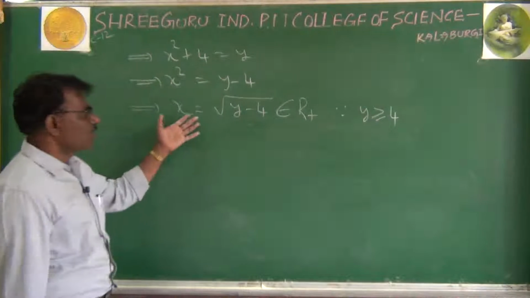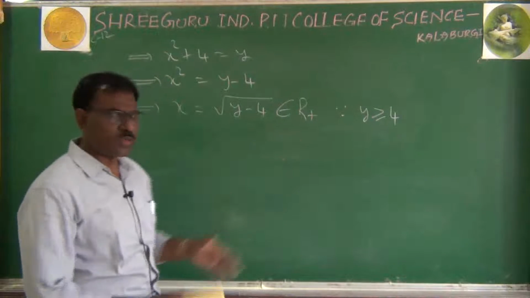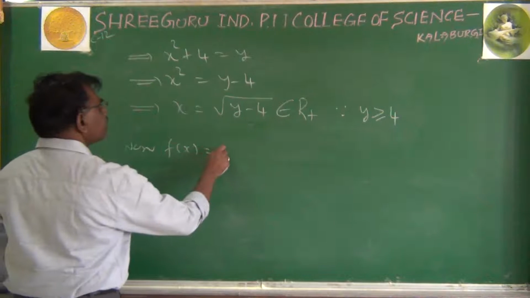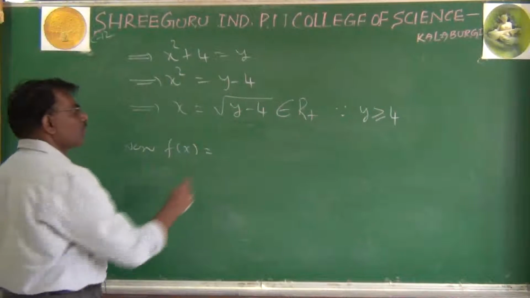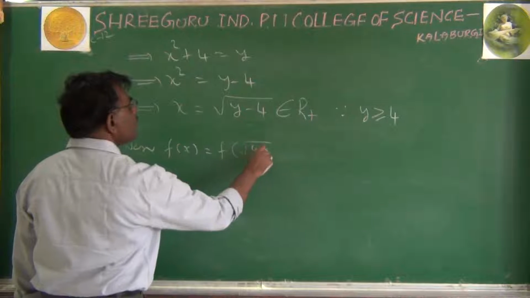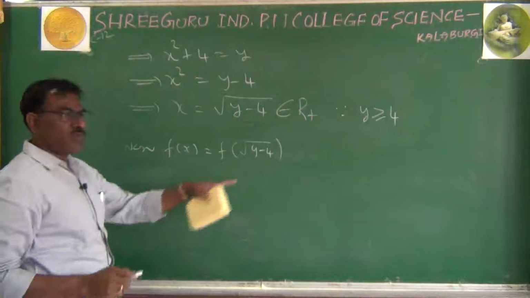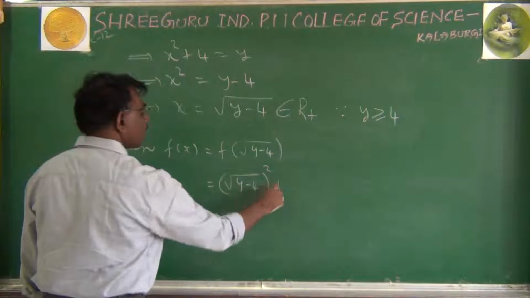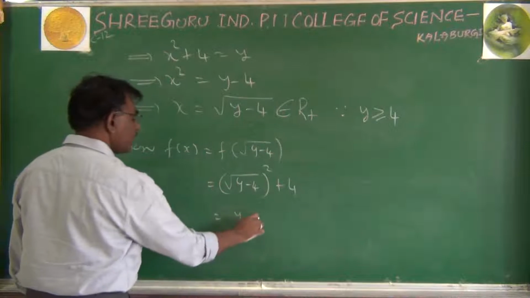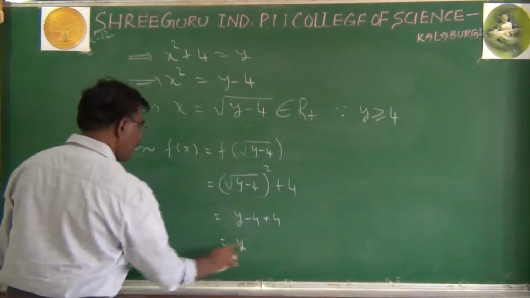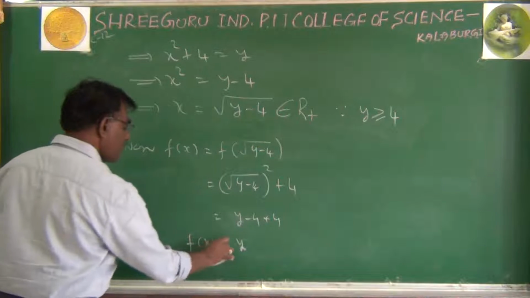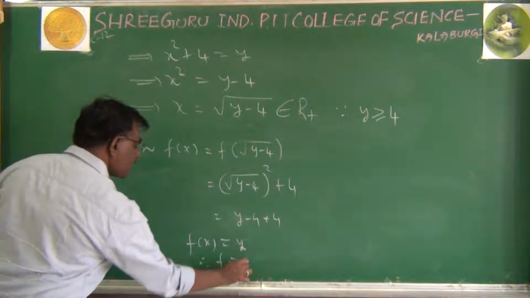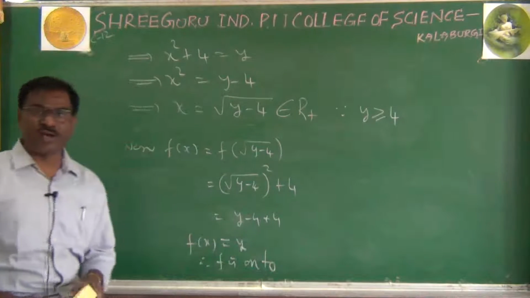Now I am taking x equal to root of y minus 4, which belongs to R plus. Now I am proving onto. f of x equal to f of root of y minus 4. f of x is x square plus 4, so root of y minus 4 whole square plus 4, so y minus 4 plus 4 equal to y. So f of x equal to y. Hence, therefore, f is onto.